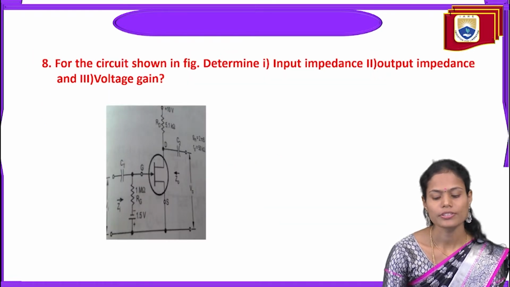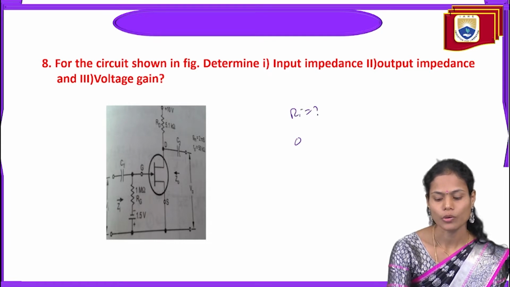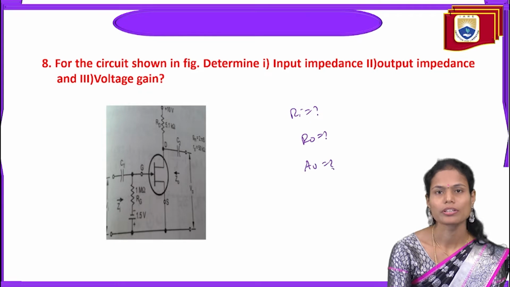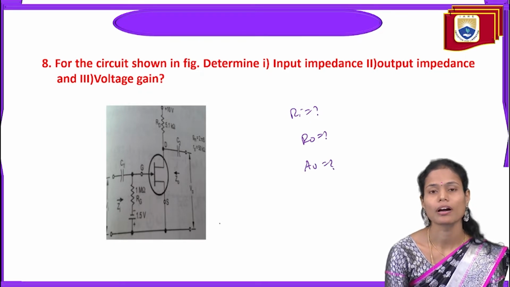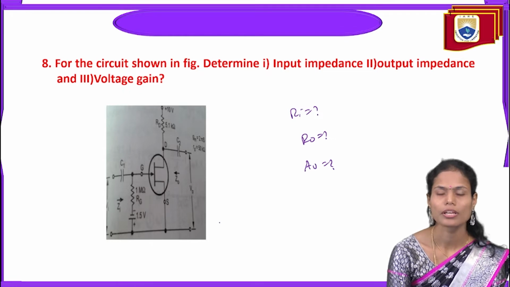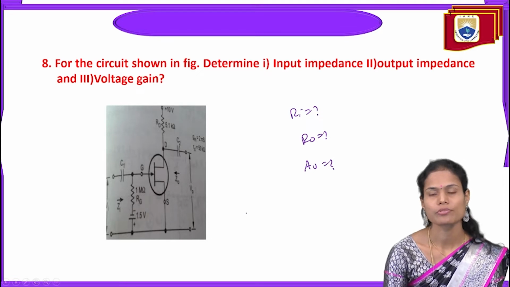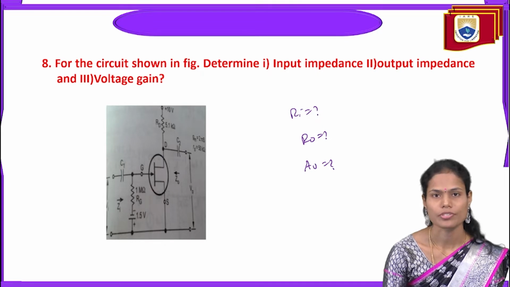Next, for the circuit shown in the figure, determine the input impedance, the output impedance, as well as the voltage gain. What is the voltage gain? This is also a common source amplifier, and we already have direct formulas. If you substitute the values in those formulas, we will get the asked parameters. This problem also we already discussed in the problems on common source amplifier session.